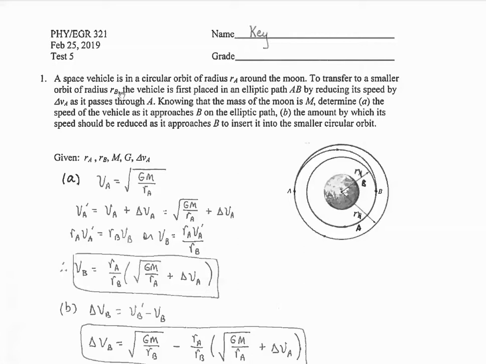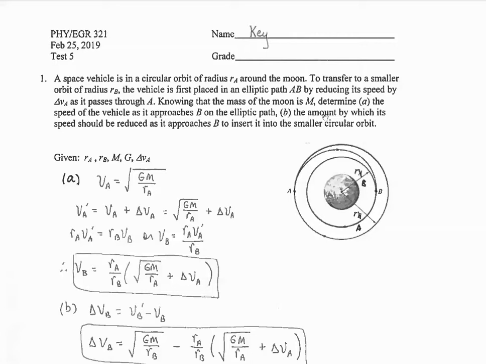To transfer to a smaller orbit, a radius r sub b, the vehicle must be first placed into elliptical path AB by reducing the speed by delta v sub a as it passes through A. Knowing that the mass of the moon is capital M, determine in the A part, we'll find the speed of the vehicle as it approaches B in the elliptical path.